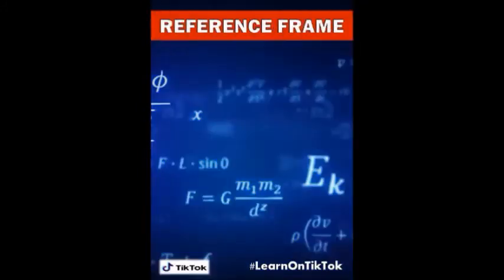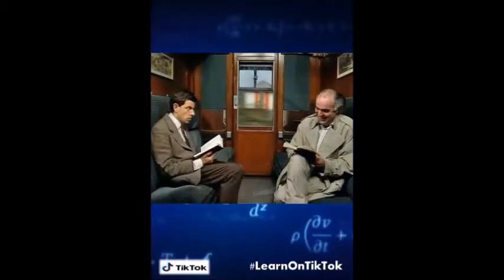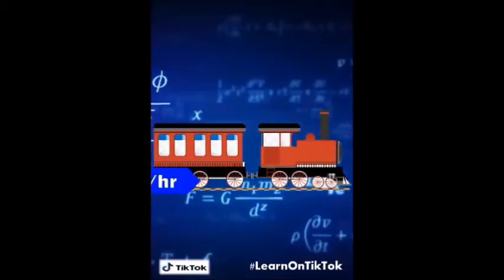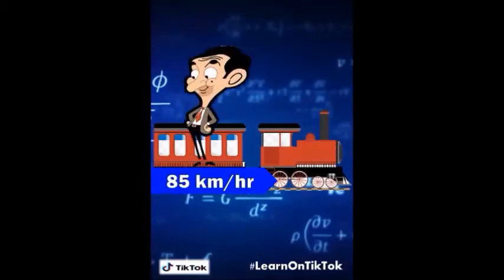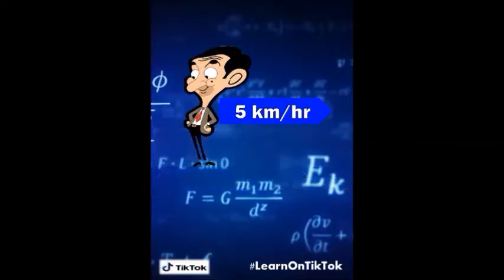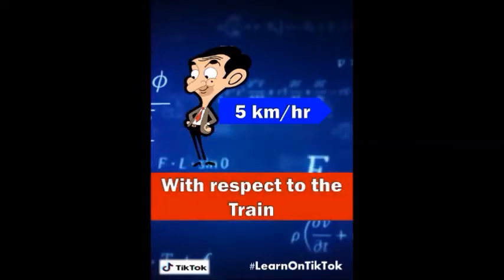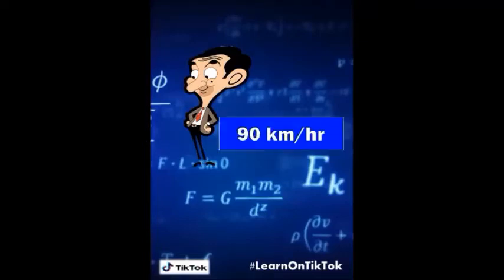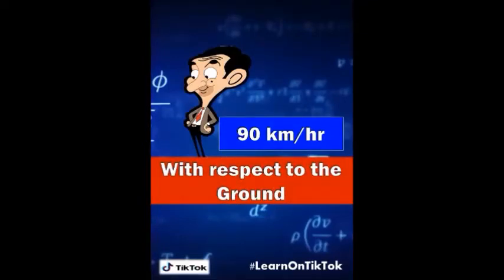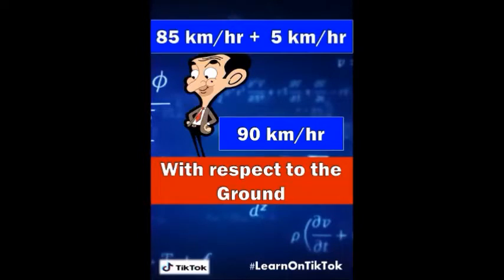It is very important to specify the reference frame when stating the speed or distance of an object. For example, Mr. Bean is in the train. The train travels 85 km per hour. Mr. Bean walks at the speed of 5 km per hour towards the front of the train. Mr. Bean's speed is 5 km per hour with respect to the train as the frame of reference. But Mr. Bean is actually moving 90 km per hour with respect to the ground. That is 85 km per hour plus 5 km per hour equals 90 km per hour.